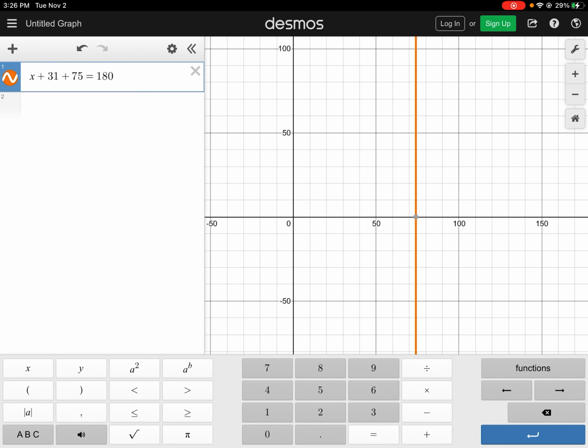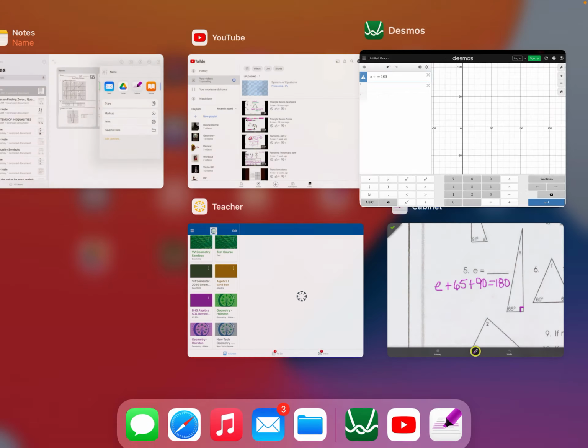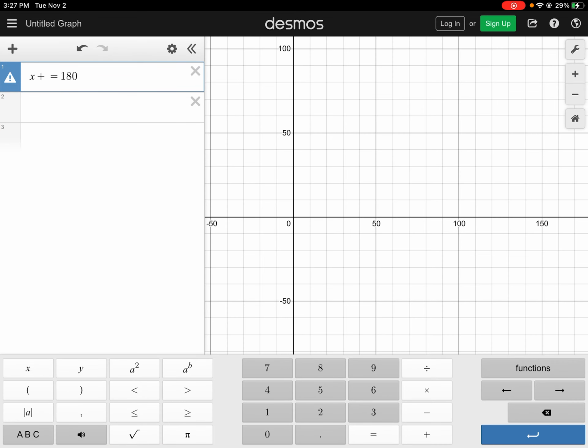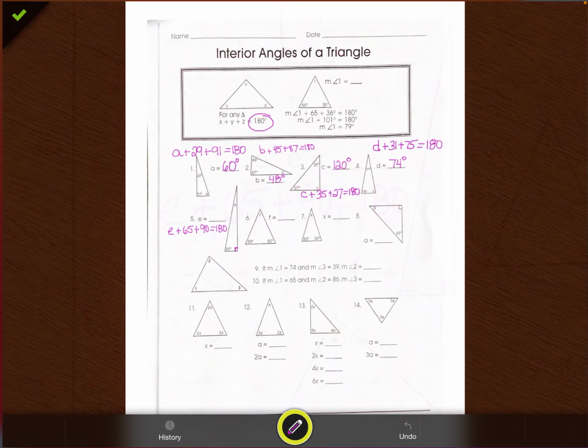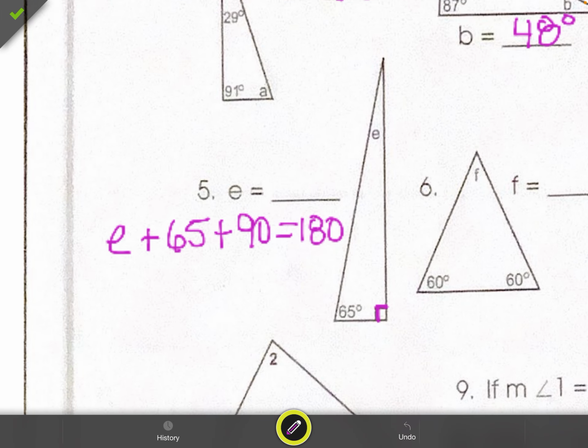So we're going to come back here. We're working smarter. And I forget what I said, 90, right? 65. All right, so x plus 65 plus 90 equals 180, and x is 25. And we love Desmos because Desmos saves us from having to do all of that algebra.